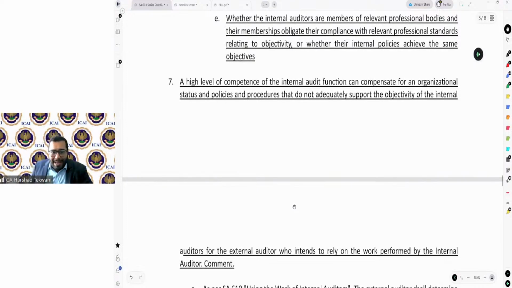So a high level of competency can compensate for missing objectivity. Can I compensate the high level of competency for the missing objectivity? If yes, then how? If no, then why? Why no? If yes, then you need to tell me how. Good, Namrata. Can I compensate high level of competency with the missing objectivity? If yes, then how you need to tell me.